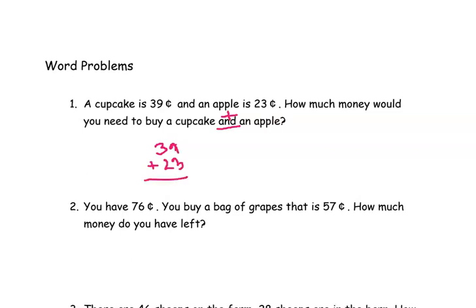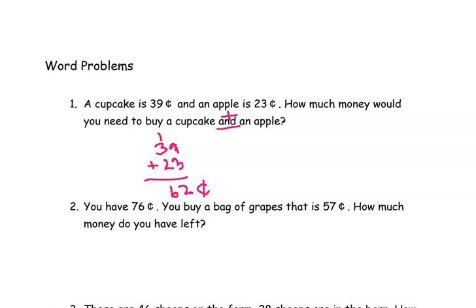9 plus 3 equals 12. Put the ones place there, carry the tens place over. 1 plus 3 is 4, and 4 plus 2 is 6, which equals 60 in the tens place. That means that a cupcake and an apple both cost 62 cents together.